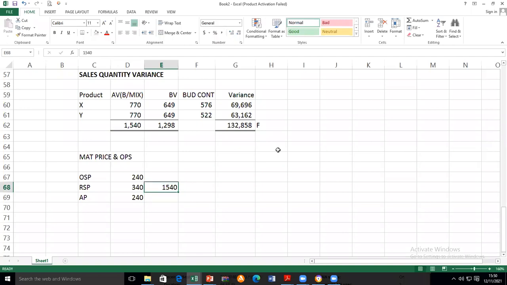Okay. So planning variance, we'll put it here. Planning variance equals 240 minus 340 by 1540. And operations: 340 minus 240.